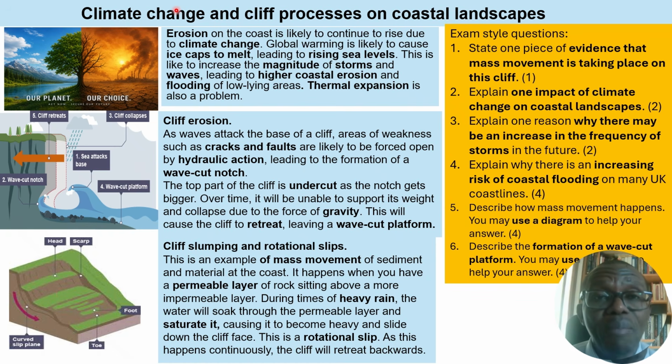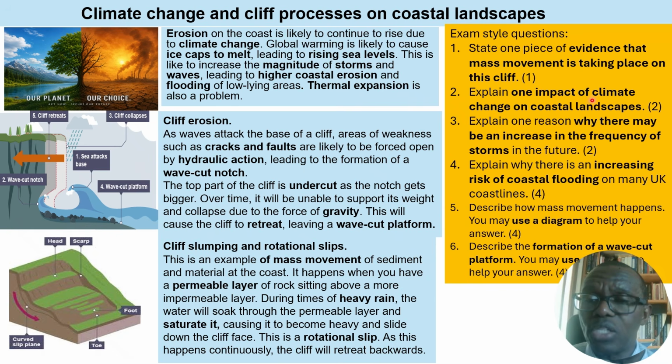So what kind of questions have there been in past exam papers with regards to this kind of information? So number one is to state one piece of evidence that mass movement is taking place on this cliff. Here the students were given a picture and they were then to look for evidence to show that mass movement, which is this cliff slumping and rotational slips, is taking place on that particular coastline. If there is evidence, for example, of material that has eroded and then has been deposited at the bottom of the cliff, then that would be a piece of evidence. And then for this particular diagram, you can see that this landscape appears to be in kind of terraces. So this staggering or these terraces are a piece of evidence to show that mass movement is taking place on this particular coastline.